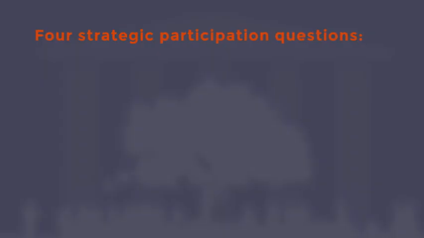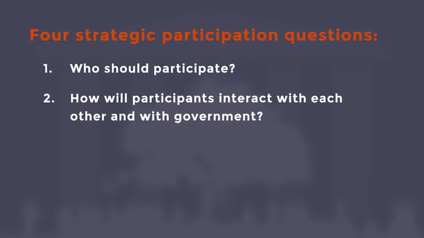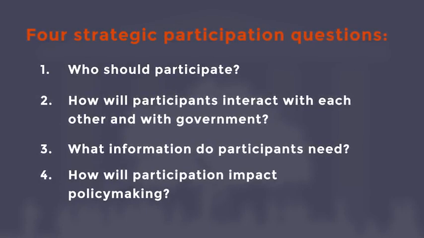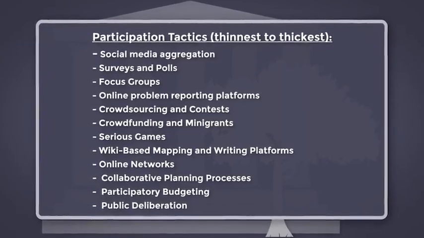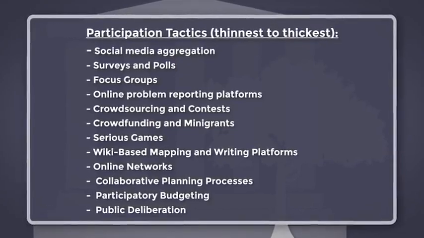Tina Nabachi from the Maxwell School at Syracuse University then took us through four strategic questions regarding participation. Who should participate? How will participants interact with each other and with government? What information do participants need? And how will participation impact policymaking? We highlighted the need to address these questions in the process of designing a citizen engagement program, and then mentioned 12 tools that utilize different forms of participation to meet various engagement objectives.